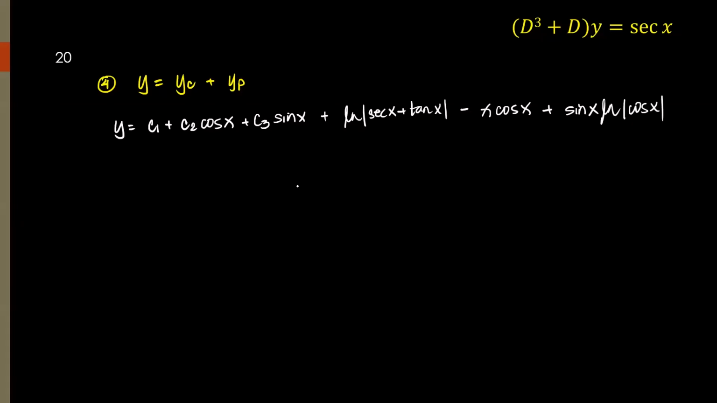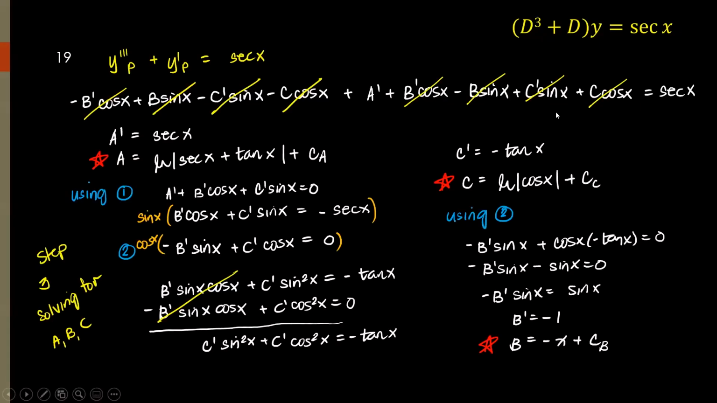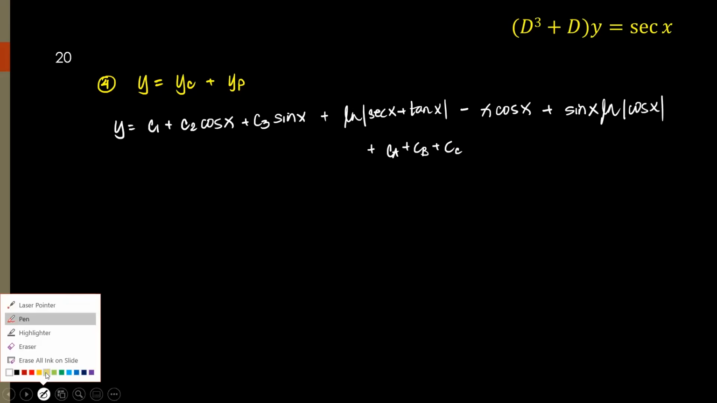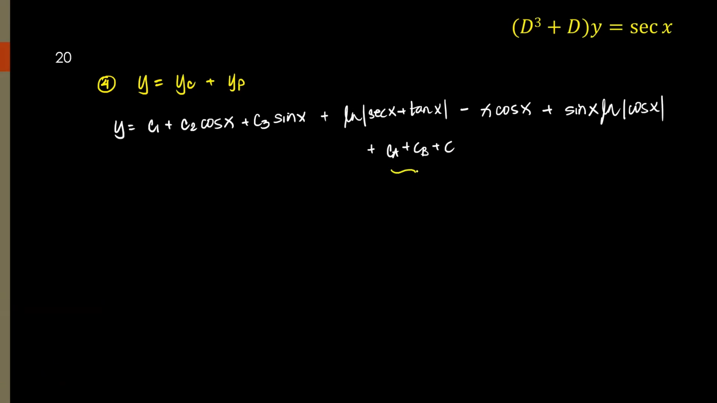And then you might ask, what about the small constants? There's a constant for c, constant for a, and constant for b. So I can say plus constant a, constant b, constant c. However, looking at these, I can see that this one, sorry, got erased.